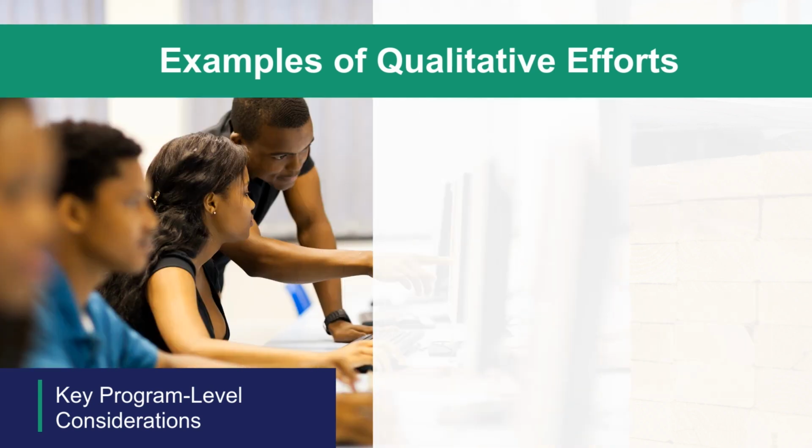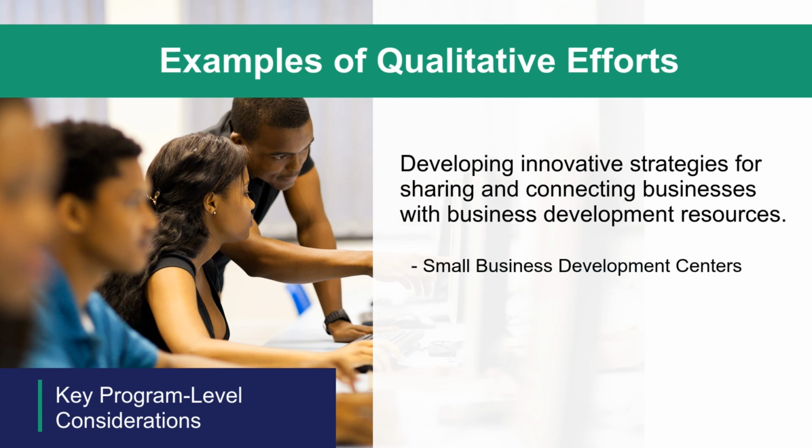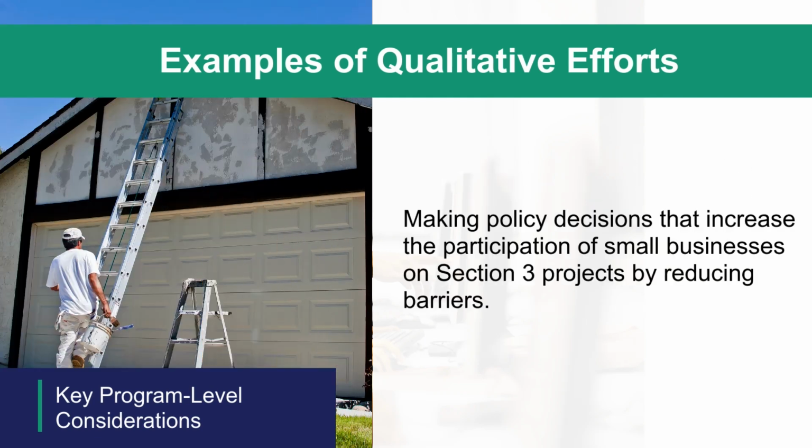Another example may include developing innovative strategies for sharing and connecting businesses with business development resources such as small business development centers, small business administration resources, and procurement technical assistance centers that can help them with capacity building to bid on Section 3 contracts.